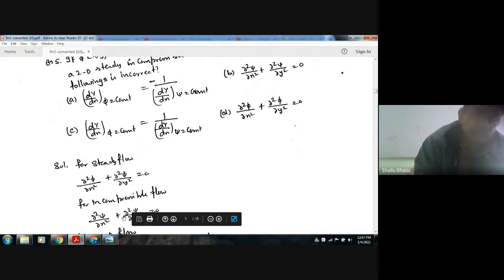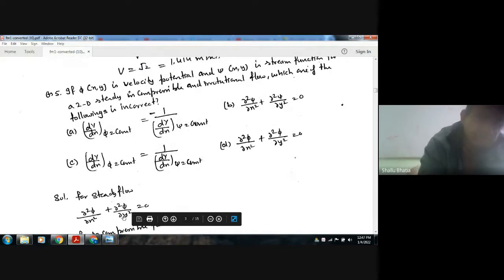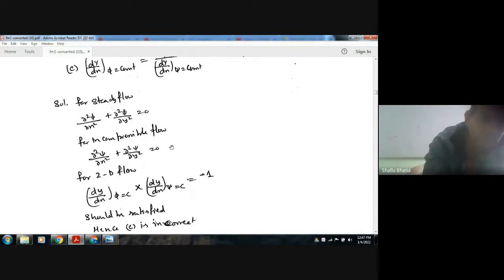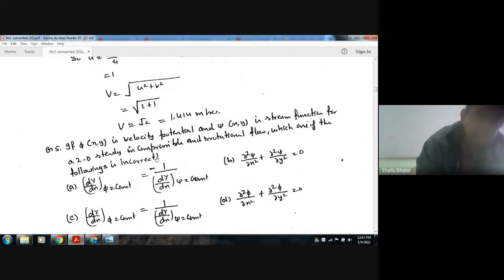For steady flow, the Laplace equation for the velocity potential should be satisfied. So this option is true. And for incompressible flow, the Laplace equation of the stream function should be satisfied. So this option is also true. So these two are true.